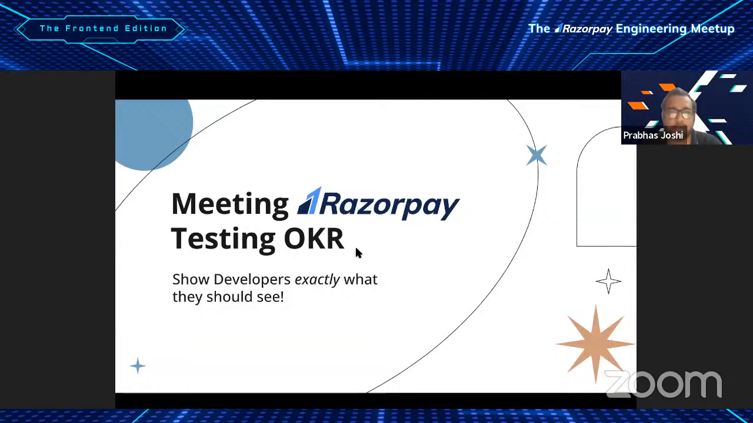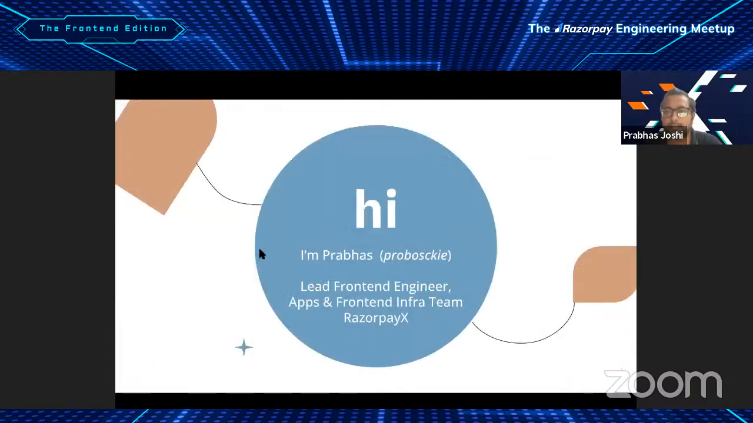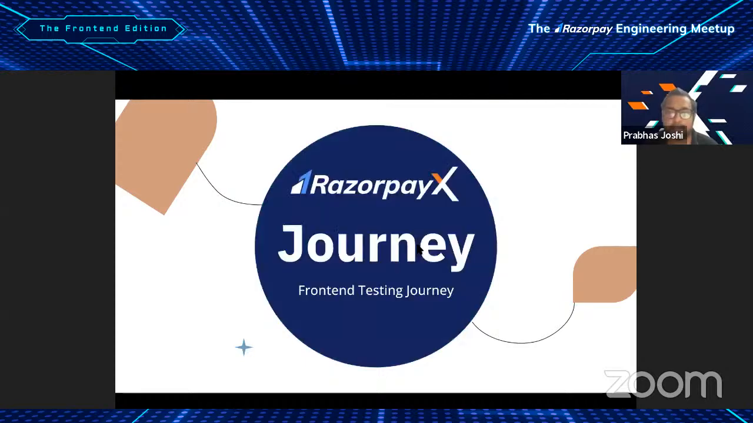So we want to show developers exactly what they want to see, right? So let's find out what developers want to see. But first, I'll just start with an introduction. My name is Prabhas. I'm also known on the internet as Provoski. I'm one of the lead front-end engineers, earlier in the apps team, and now I'm in the front-end infra team at Razorpay X. And I've been technology agnostic.